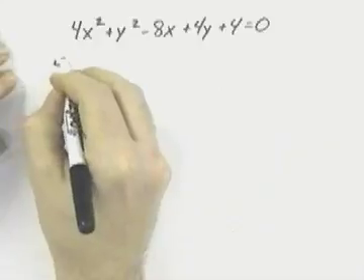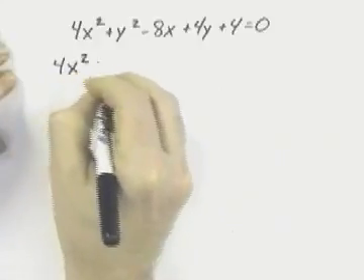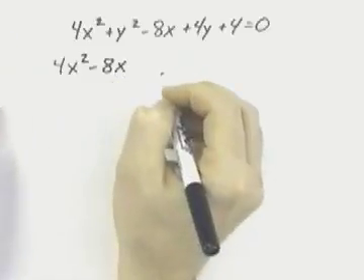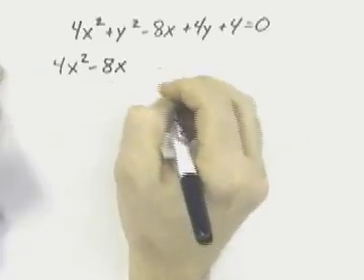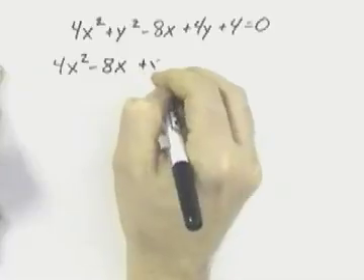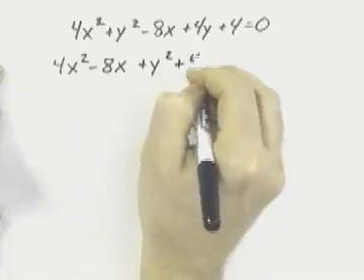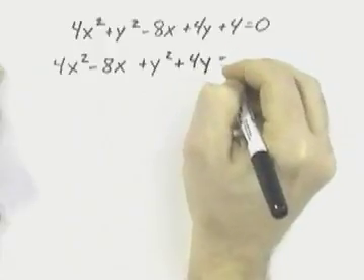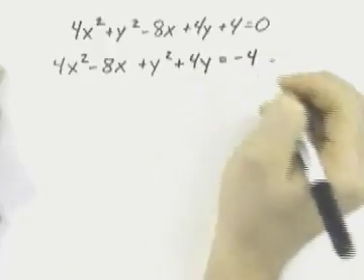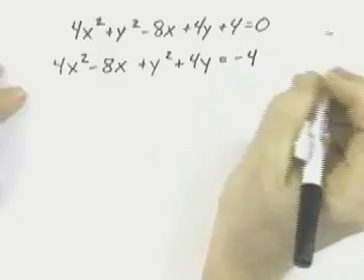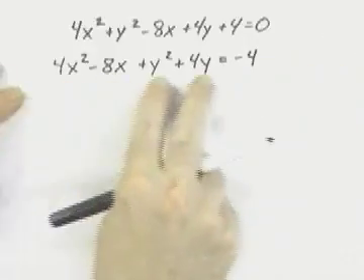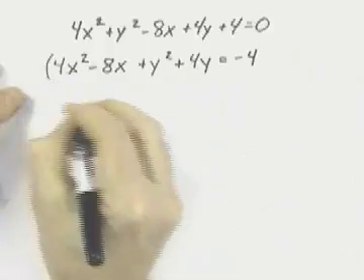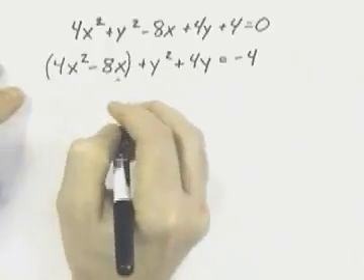So we do that by grouping the x variables together, and I'm going to group the y variables together. And I'm going to get the constant on the right-hand side of the equal sign by subtracting 4 from both sides. Now before I complete the square in x and y, I want to factor the 4 as a common factor out of the x terms.